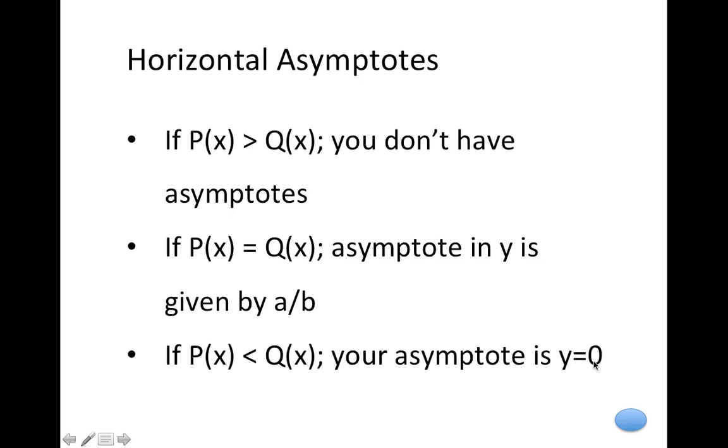In another course, you may learn that if there is only one degree of difference between P and Q, this may not be true, and you can have another kind of vertical, horizontal or oblique asymptotes.